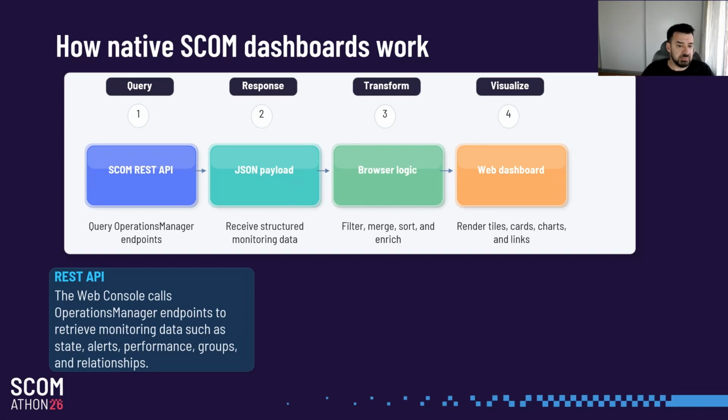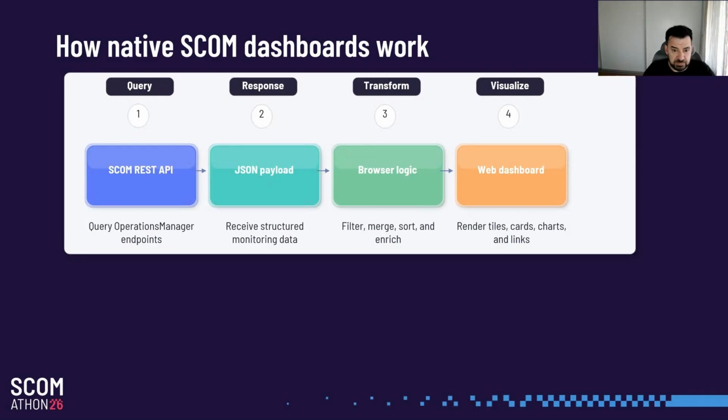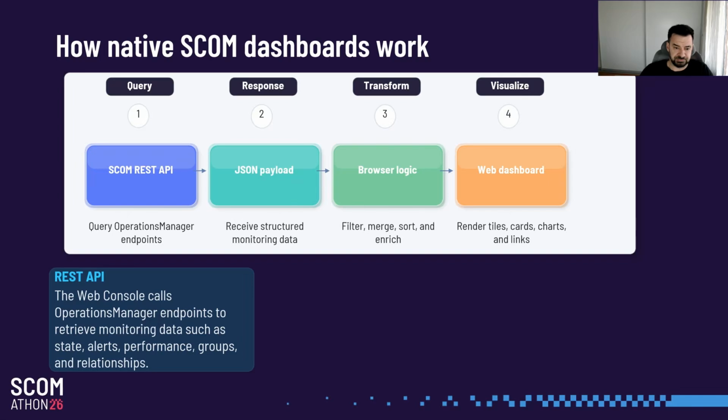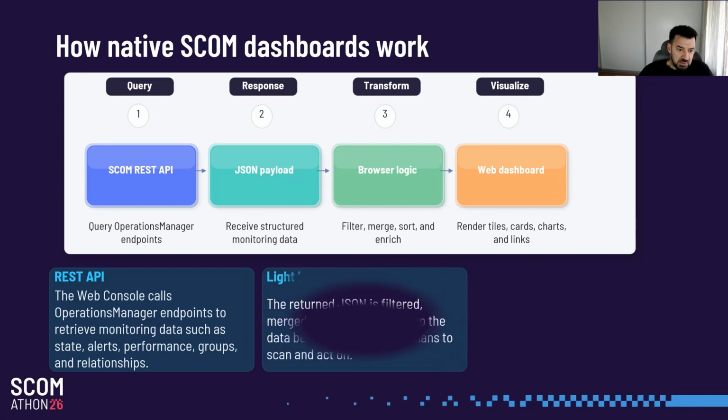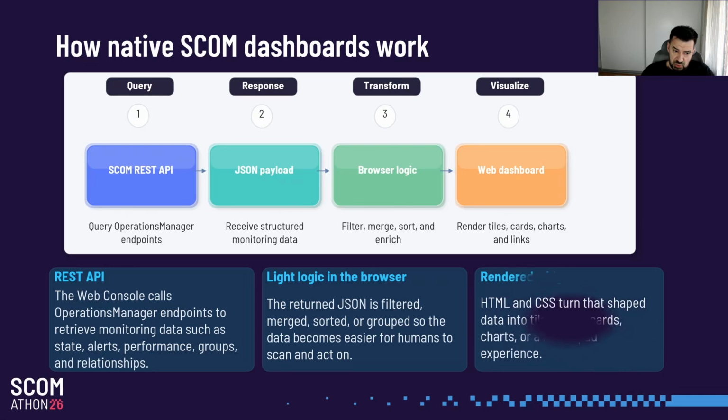Then comes the light logic in the browser. The returned payload is filtered, merged, sorted, or grouped so the data becomes easier for humans to scan and act on. And then comes the rendered widget. HTML and CSS turn that shaped data into tiles, rows, charts, and links. So the important point here is this. Useful dashboards come from understanding the data flow. So query information, receive information, transform it, visualize it. This is the real pattern.